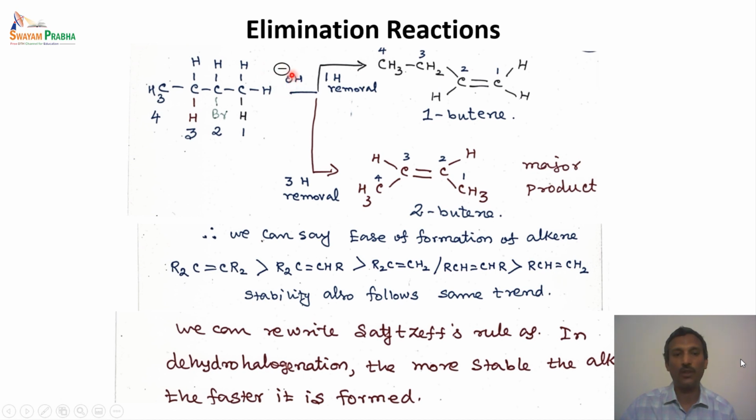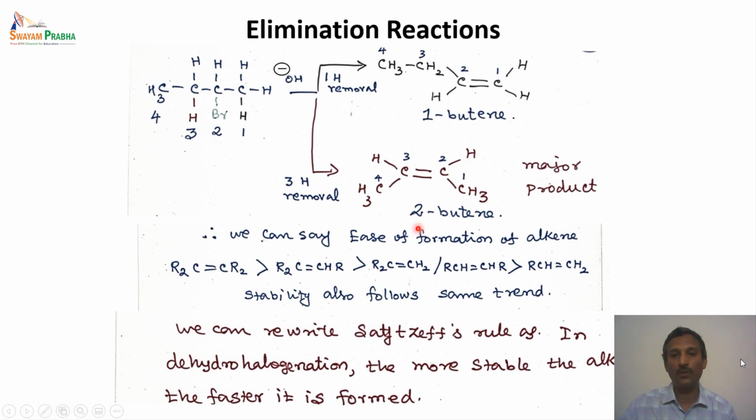This hydroxide base can first abstract the proton from carbon number 1 or from carbon number 3. I had put here 1H removal, which means the proton is removed from the first carbon. This leads to the formation of 1-butene. If the proton from the third carbon is removed, that is the 3H removal, then we end up with a 2-butene. So this is the major product.